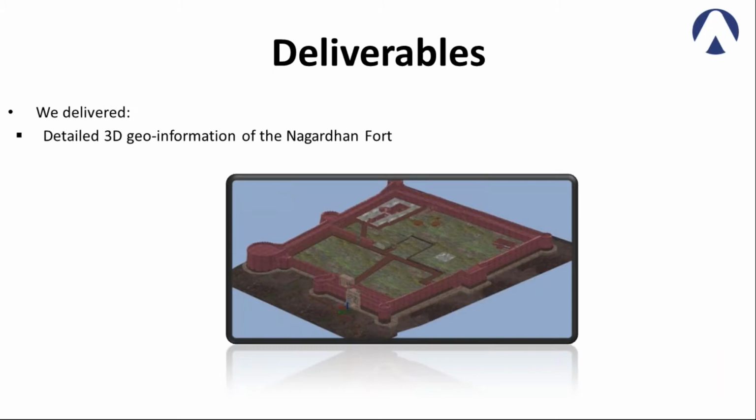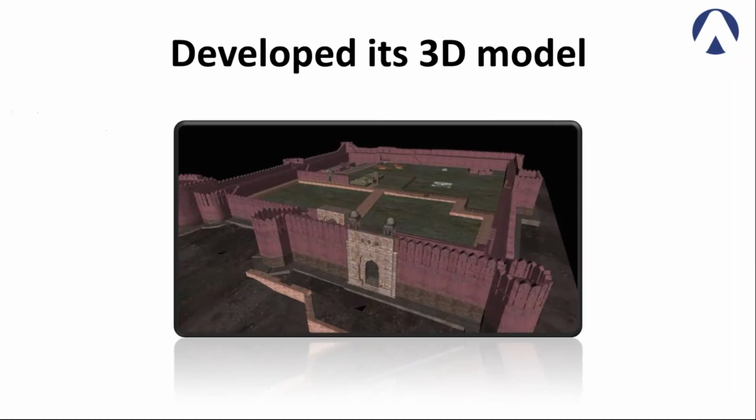The deliverables: we delivered a detailed 3D geoinformation model of Nagardhan fort. The entire data has the X, Y, Z coordinates. The length, breadth, height has an accuracy of plus minus 3 mm. This data can be put on globe. And this is the image of the fort developed as a 3D model using Revit BIM modeling.